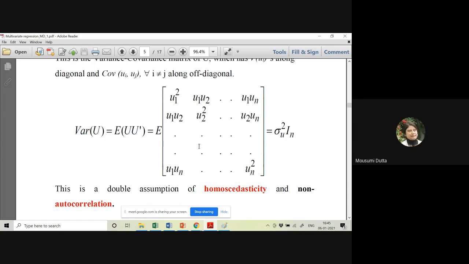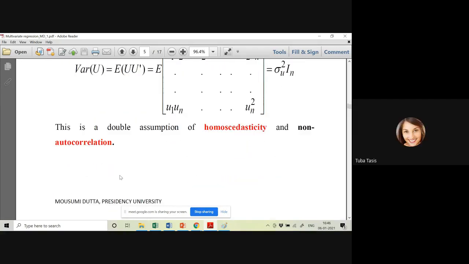Yeah. So this is actually a set of double assumptions: the assumption of homoscedasticity and the assumption of non-autocorrelation. By the assumption of homoscedasticity, we are setting all expectations of ui square equal to sigma u square, constant. And by the assumption of non-autocorrelation, we are considering all expected values of cross products of error terms equal to 0. Now I got that. Yes, ma'am. Thank you, ma'am.